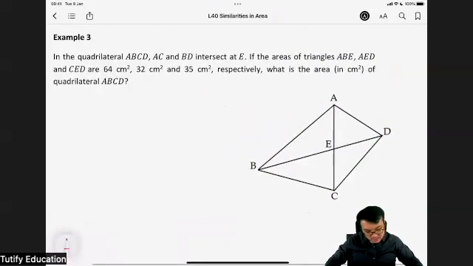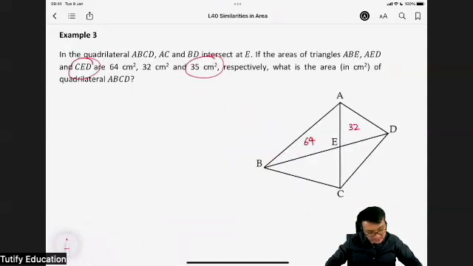They are telling us that the area of ABE is 64 centimeters square. The area of ABE is 64. The area of AED is 32. The area of CED is 35. Okay. So we have all those numbers.